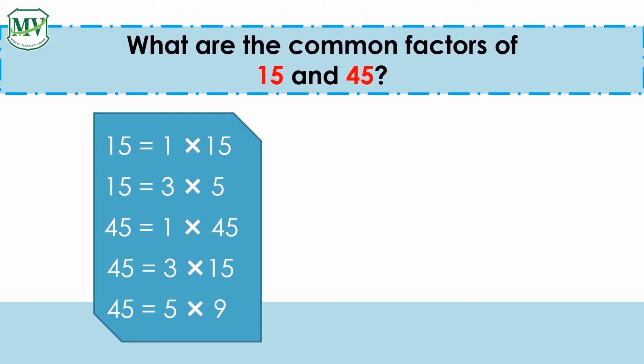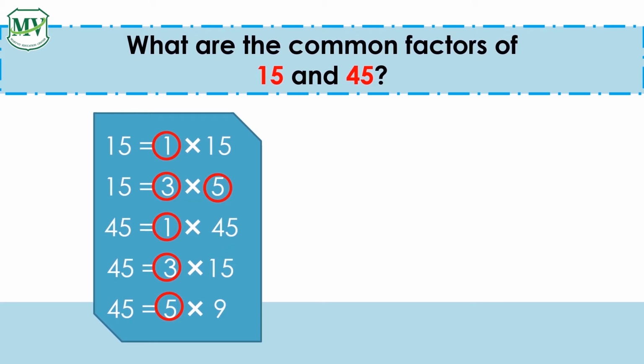Next, we will encircle the common factors from 15 and 45. Let's start. Is 1 a common factor? Yes, 1 is a common factor. So we will encircle 1. How about 3? Is it a common factor? Yes, 3 is a common factor. So we will encircle 3. How about 5? Is it a common factor? Yes, 5 is a common factor. So we will encircle 5.